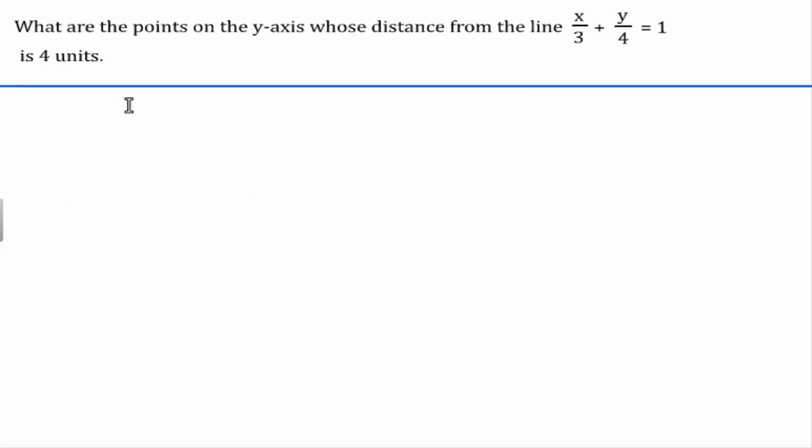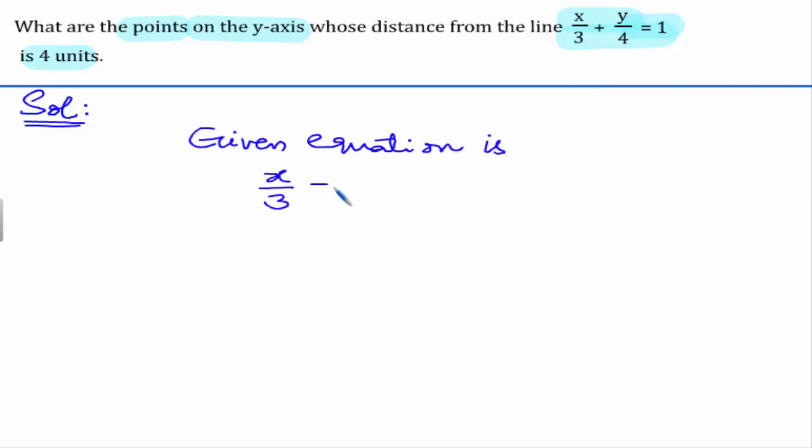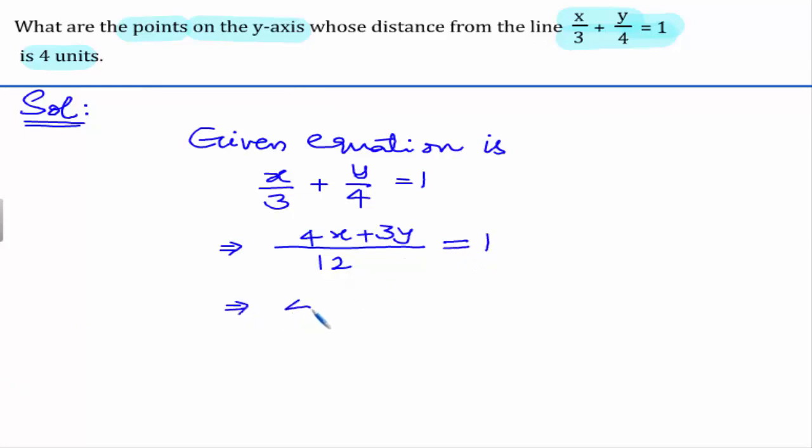In this question, we have to find out the points on the y-axis which are 4 units from the given line. Let us see the solution for this. Now, the given equation of line is x by 3 plus y by 4 is equal to 1. If we simplify this, we get (4x plus 3y) by 12 is equal to 1. So that implies 4x plus 3y is equal to 12.